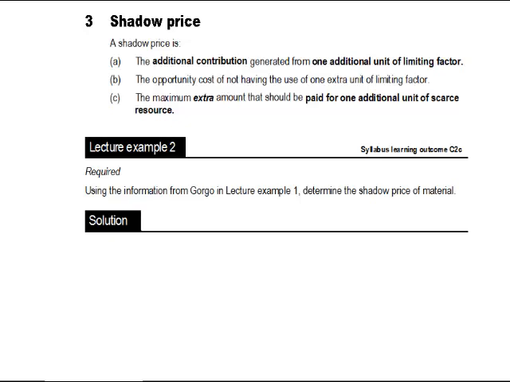Section 3 introduces a very important concept called a shadow price. Now, a shadow price we can define in several different ways. The first is that it's the additional contribution that we can generate if we had just one more additional unit of limiting factor. So in our last example, how much could we do if we had 1 extra kilogram of scarce resource? Now you could rephrase that in that it's the opportunity cost of not having the use of 1 extra unit of limiting factor. And where it's particularly useful is to determine the extra amount that we'd be willing to pay for 1 additional unit of scarce resource if it became available.